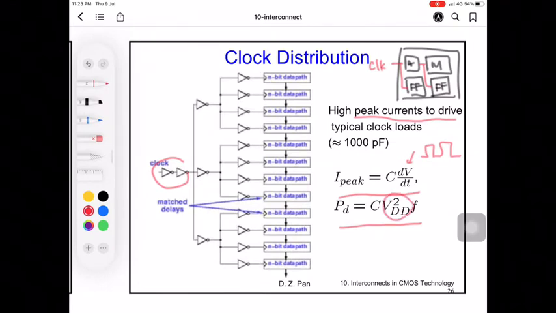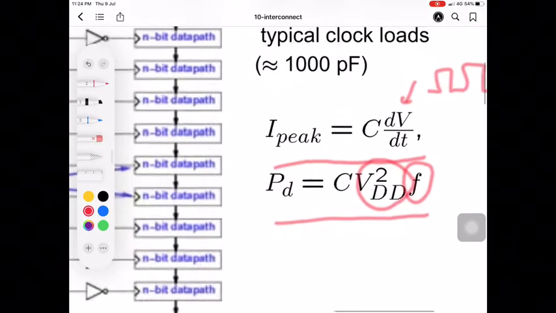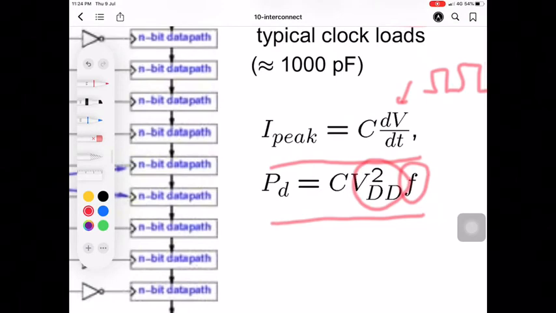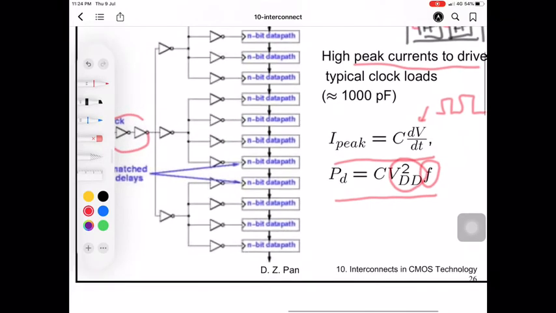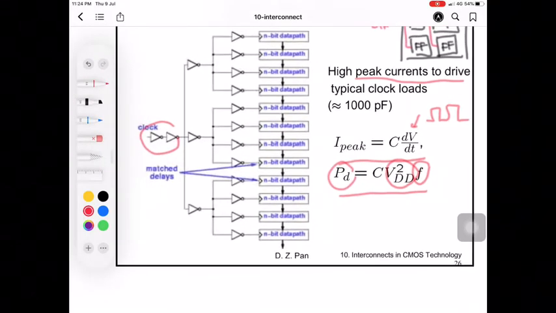So if the chip runs at a high voltage, high VDD, the power will be squared, and it is quadratic. And if the chip is switching at a very high speed, then the power is also increased.